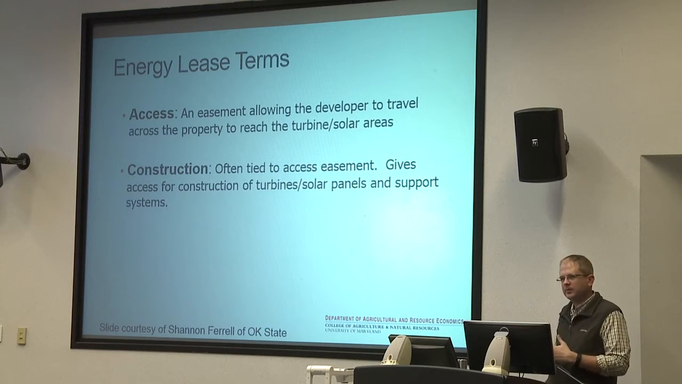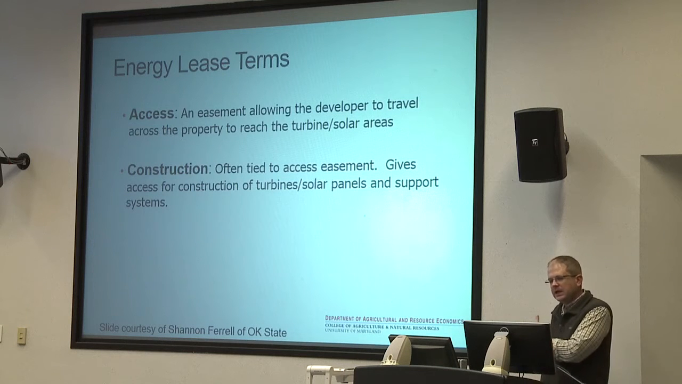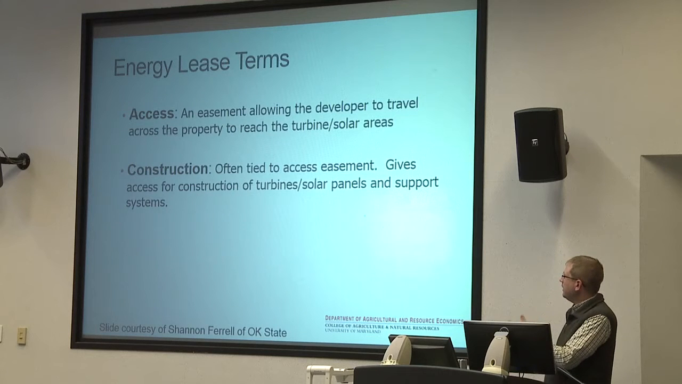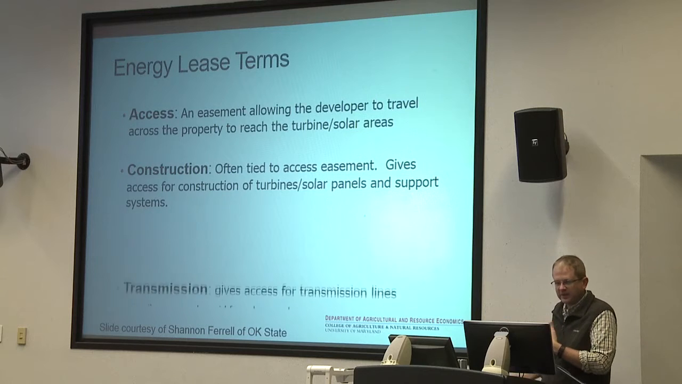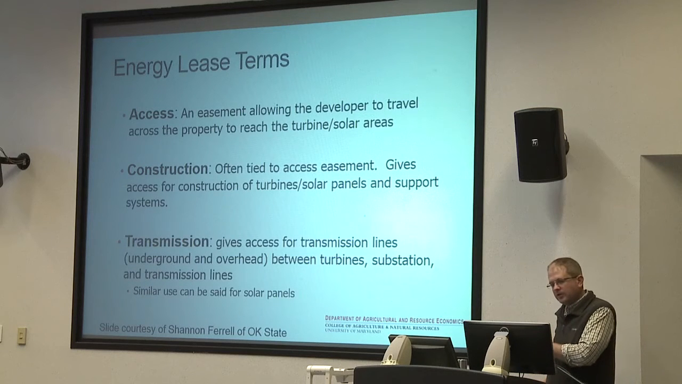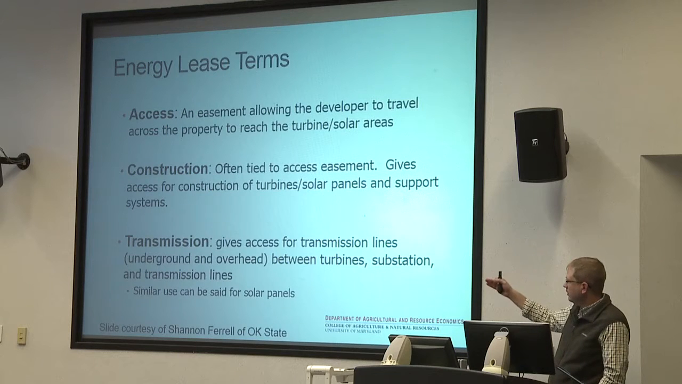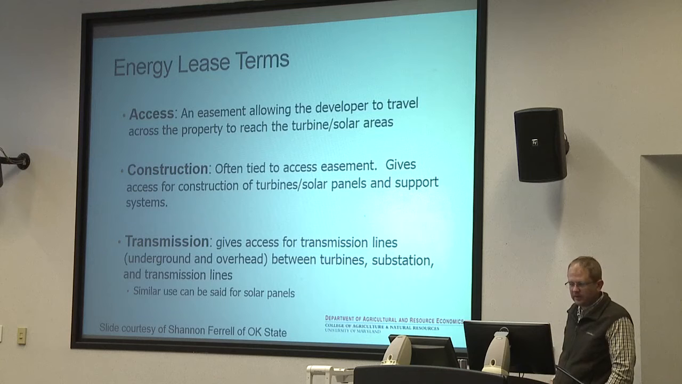You can't go on the property to construct without an easement to get on the property. So then we tie in the easement to construct the panels and the supporting systems. We may need to run lines. We may need to put in substations, and we may need to put something else in along with this. There will also be access for transmission lines usually in these things between the turbines, the panels, the substations, whatever it may be.